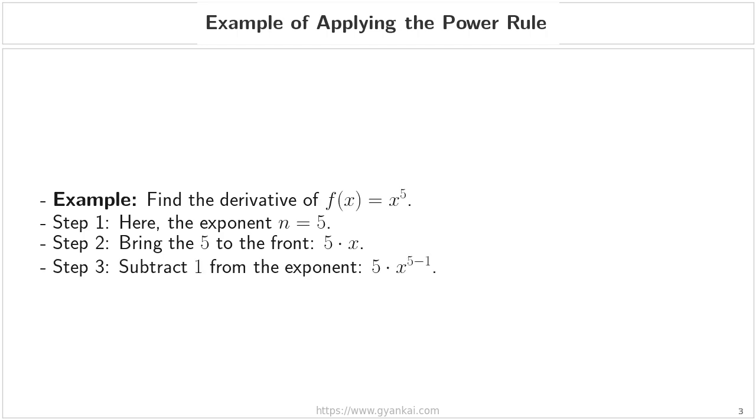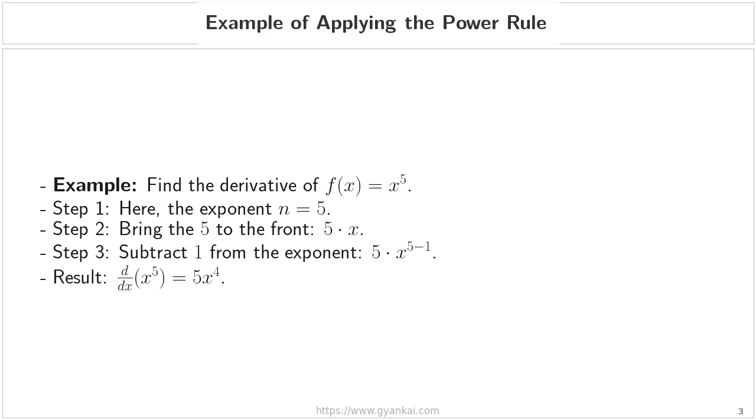Next, in step 3, we must reduce the original exponent by 1. So, we subtract 1 from 5, resulting in 5 times x to the power of 5 minus 1. Finally, by simplifying the exponent, we arrive at our result. The derivative of x to the power of 5 is 5x to the power of 4. As you can see, this process is much faster than using the first principle we discussed earlier. Once you are comfortable with this power-based approach, we will move on to see how derivatives work for trigonometric functions.